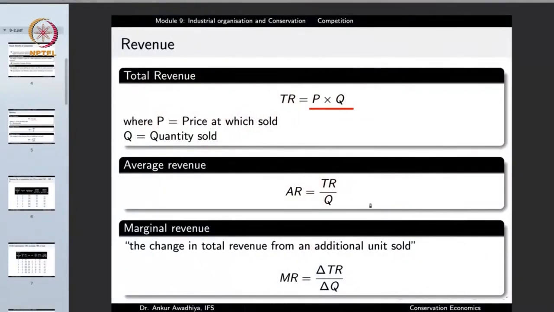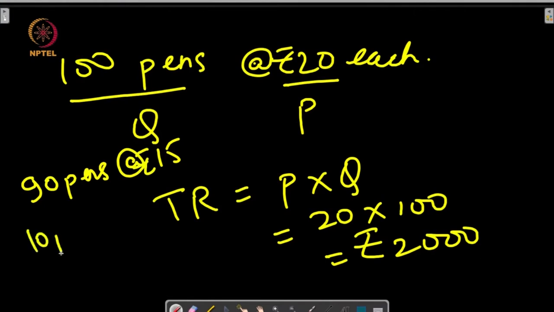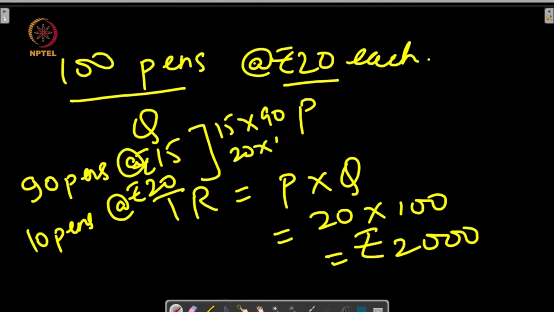Average revenue is defined as total revenue divided by the quantity of goods sold. AR is TR divided by Q. Now, average revenue is more used when we are talking about a situation when goods are sold at different prices. So basically, if we say that out of these 100 pens, we had say 90 pens that were sold at 15 rupees, and 10 pens that were sold at 20 rupees, then total revenue would be 15 into 90 plus 20 into 10. So this would be total revenue. And the average revenue would be given as total revenue divided by the quantity.